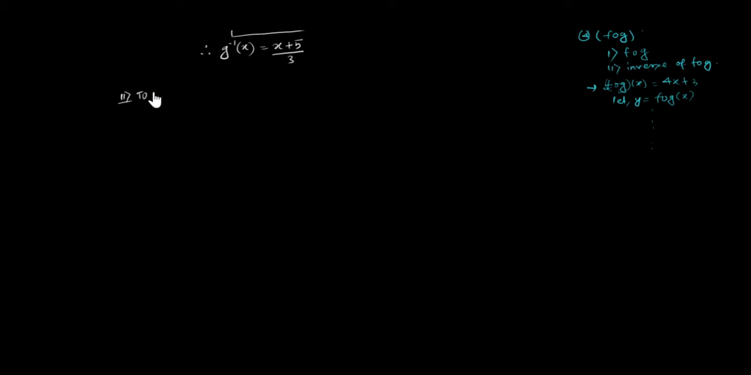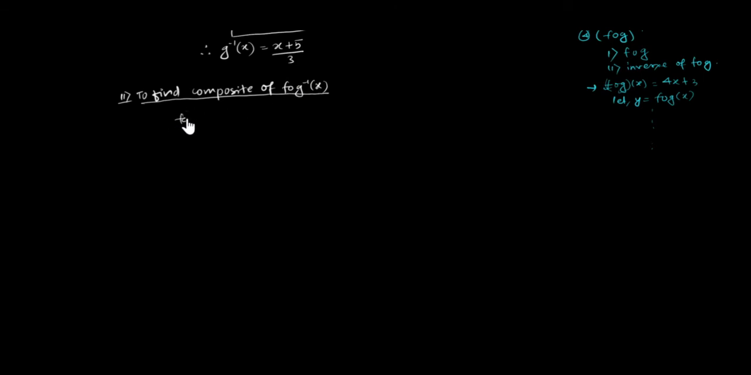To find f composite g inverse x. You may skip this part in your solution, but I am writing this sentence so that you will be clear what I am doing here. To find f composite g inverse x, now this g inverse x is one function for us. It's nothing more than a function like g(x). Only g inverse x is given here, so you can treat this as some function.